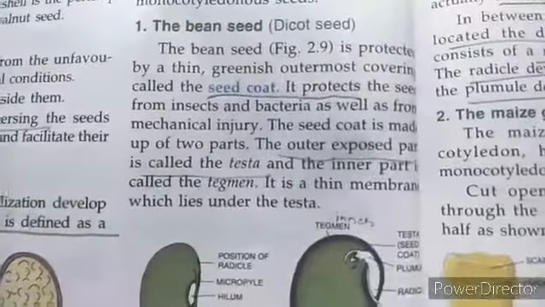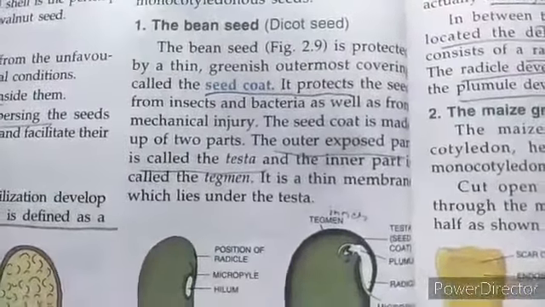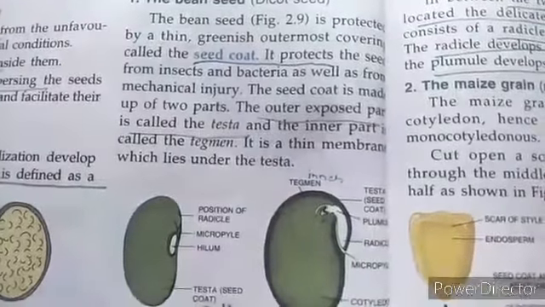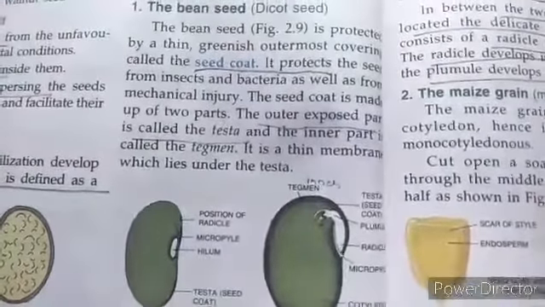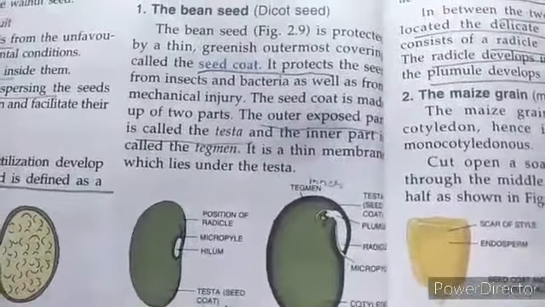The bean seed is protected by a thin greenish outermost covering called the seed coat. It protects the seed from insects and bacteria as well as from mechanical injury. So a seed coat is there. What is the function of the seed coat? It protects the seed from the insects and bacteria as well as from any mechanical injury.